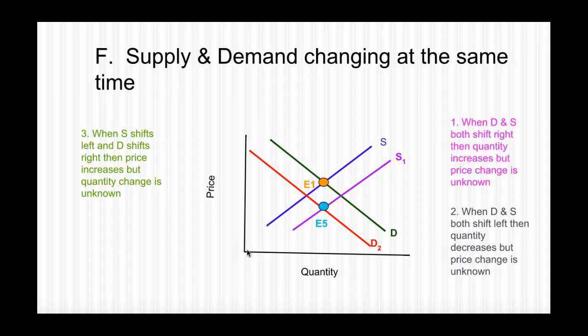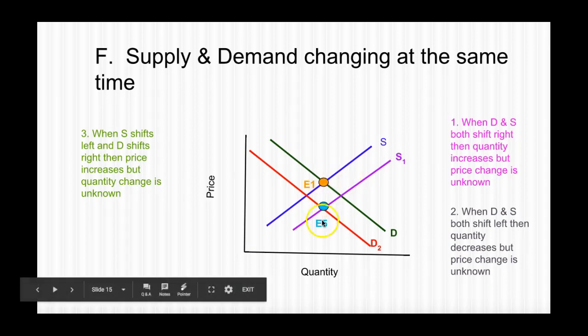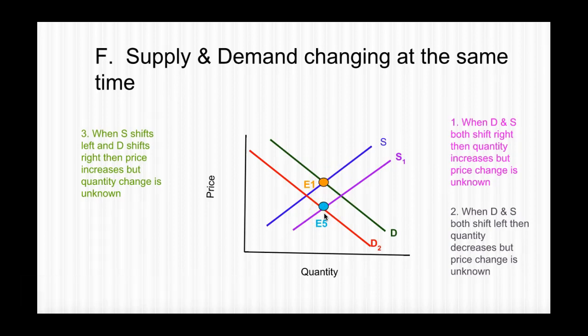What happened to my equilibrium price? Going from E1 to E5, my price went down. But what happened to my quantity? Quantity is unknown because I drew it so that they exactly line up. Quantity could increase if my right shift in supply is greater than my left shift in demand, or quantity could decrease if my left shift in demand is greater than my right shift in supply. Either way, when supply shifts to the right and demand shifts to the left, the price is going to decrease for sure, but the quantity change is unknown.